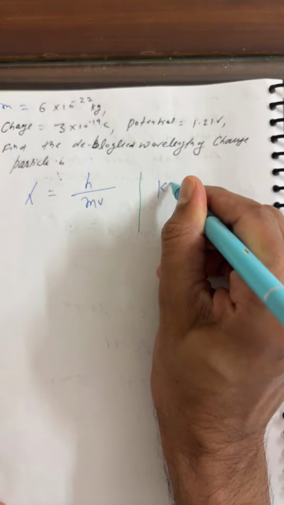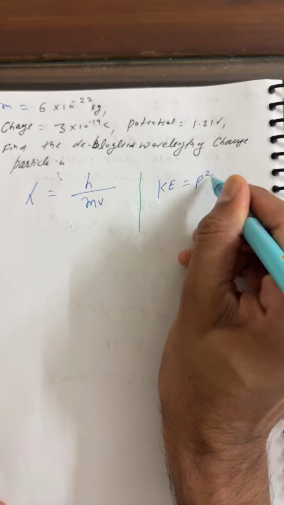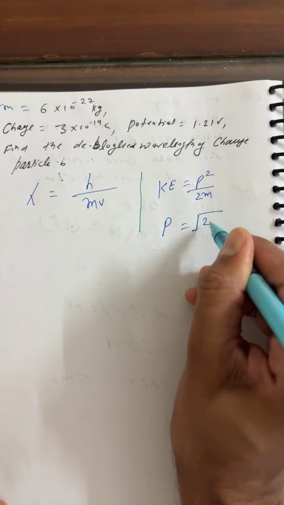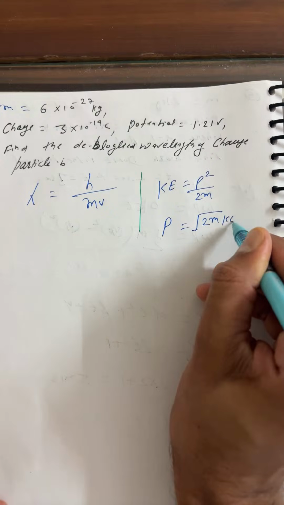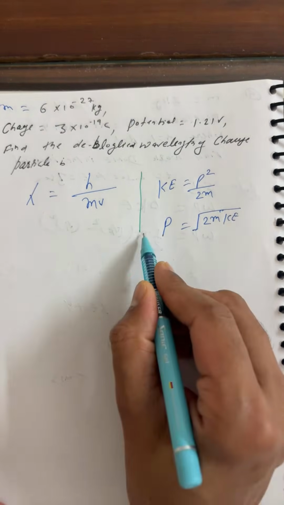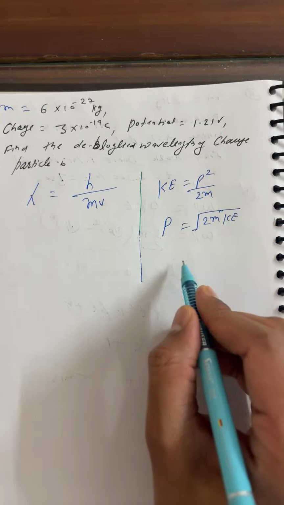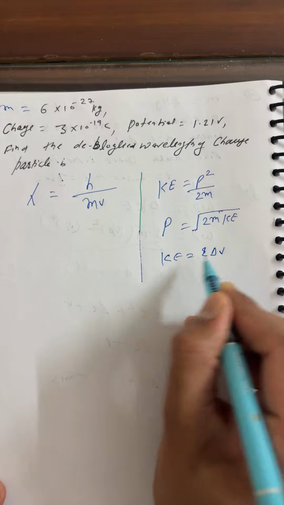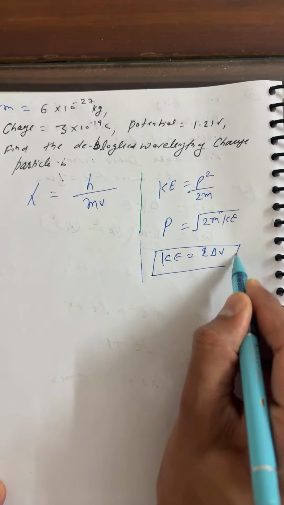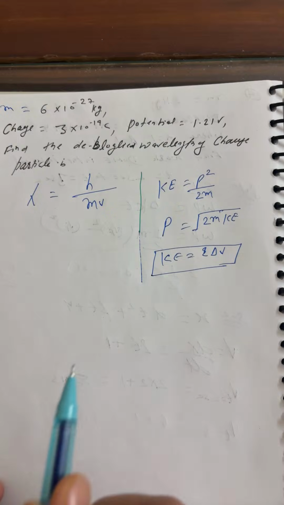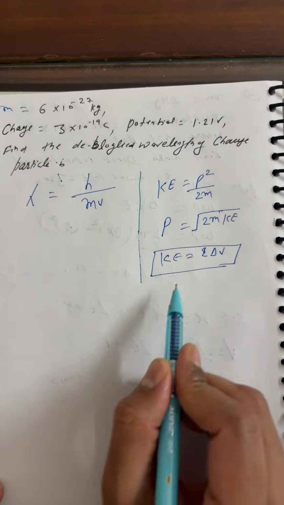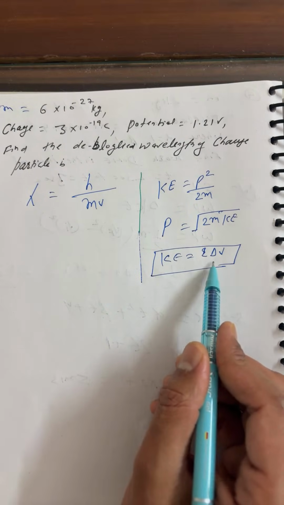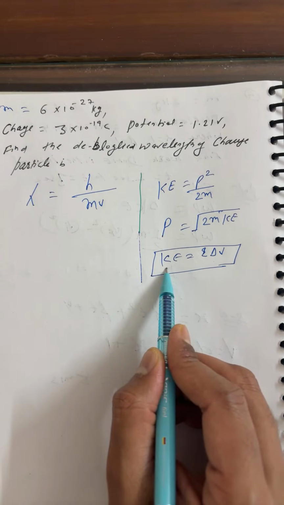So what is the relation? I hope all of you remember. Kinetic energy can be written as p square by 2m, so p equals the square root of 2m into kinetic energy. There is one more relation: kinetic energy equals q into delta V. If any charged particle is accelerated through potential V, then the potential energy of the charged particle is converted into kinetic energy.